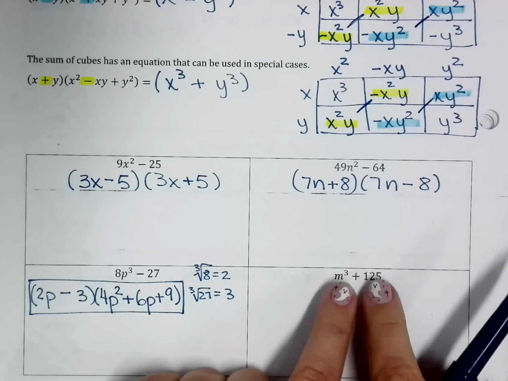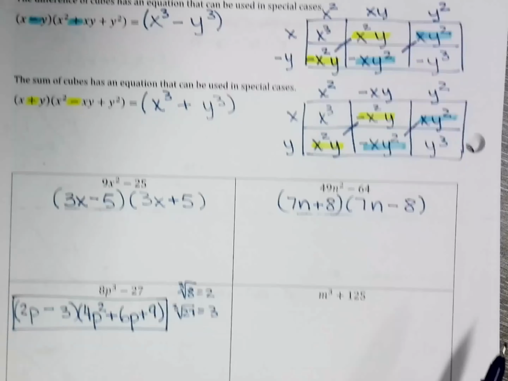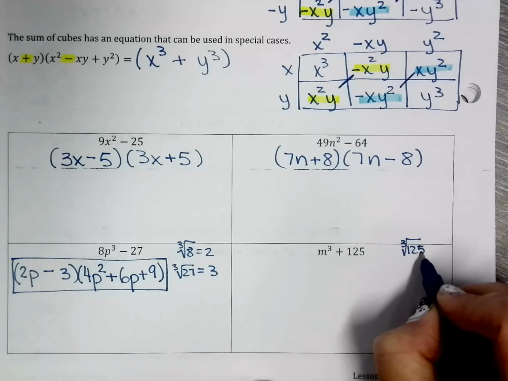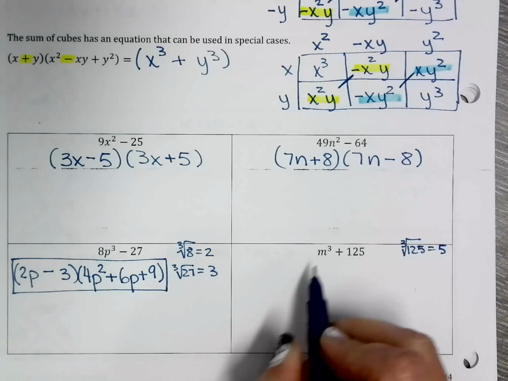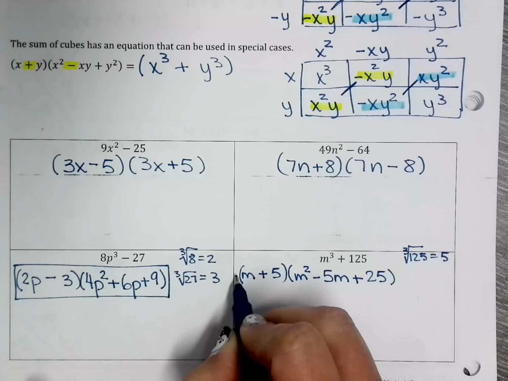All right, another one. 2 perfect cubes right there, but now there's a plus, so I'm going to follow this formula right there. Cube root of 125 is 5. So cube root of m cubed is m, plus cube root of 125 is 5. Follow the formula right there. So you're going to square the first term, put a minus there, multiply those, so 5m, plus you square the second term, which is 5, 25.